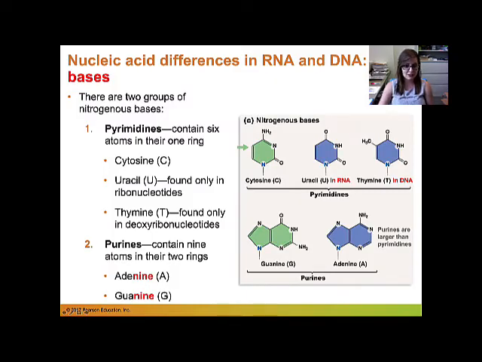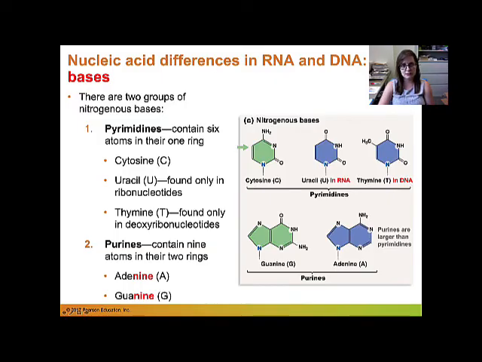Purines contain 9 atoms in their 2 rings. So purines have 2 rings, shown here: adenine and guanine. The reason to point out 9 atoms is because these ones that have more atoms have 2 rings, and they end in 9. So adenine and guanine are both the purines. Those are just easy mnemonics to remember which one's a pyrimidine and which one's a purine. Now, in RNA, the pyrimidines are cytosine and uracil. And in DNA, the pyrimidines are cytosine and thymine.